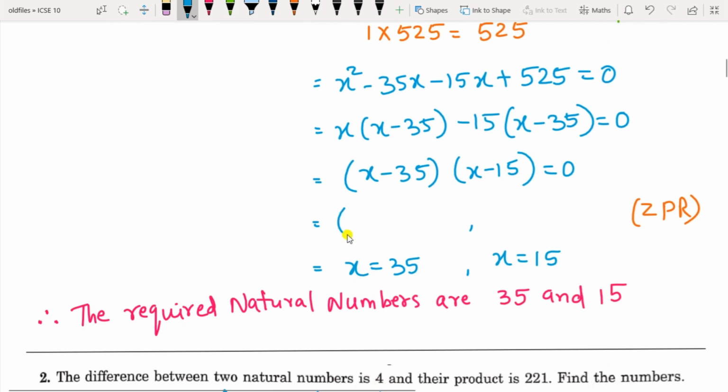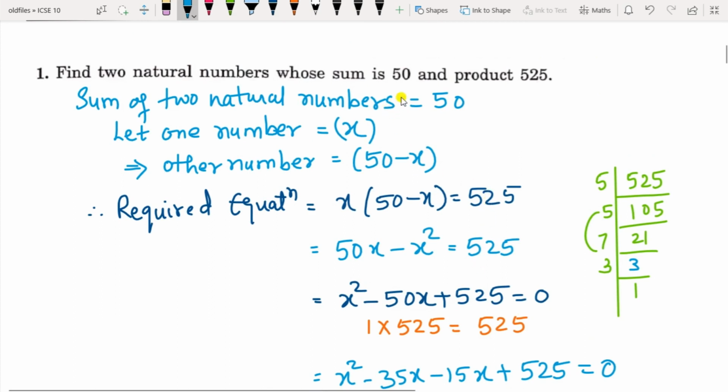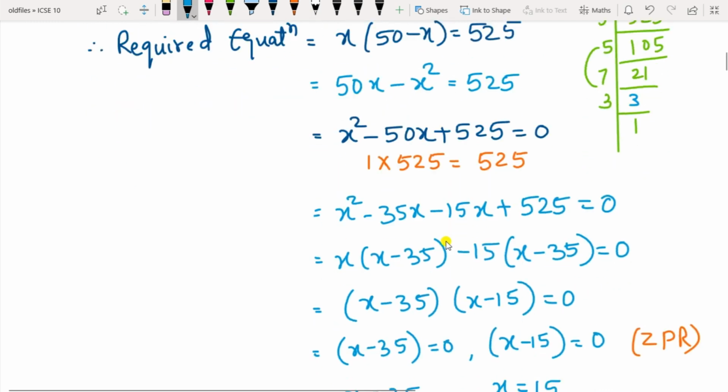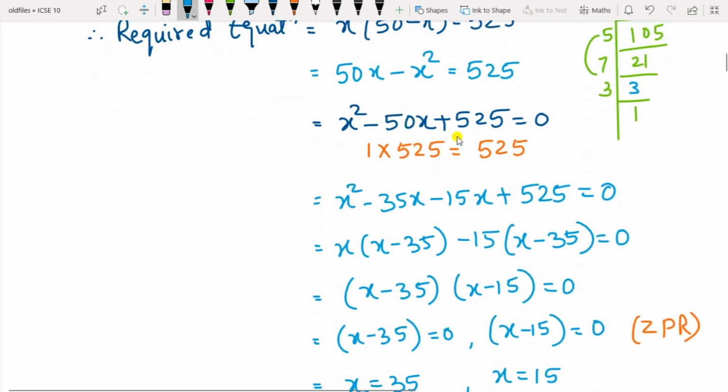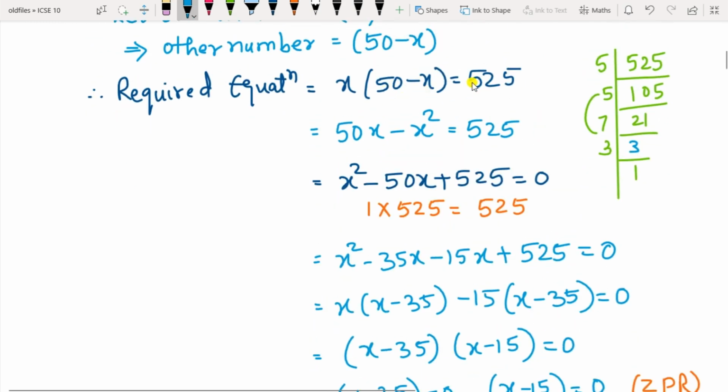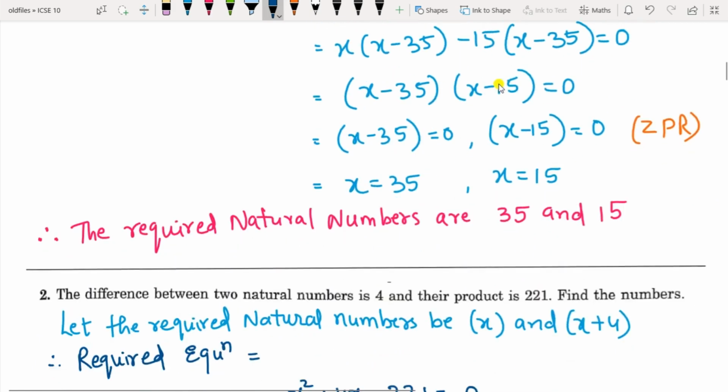Now apply the zero product rule. So this is x minus 35 equal to 0 and x minus 15 equal to 0. So x is 35 and x is 15. These are the required natural numbers whose sum is 50 and product is 525. So this way you have to solve. You have to first write the required equation properly, then only you will get the proper solution.